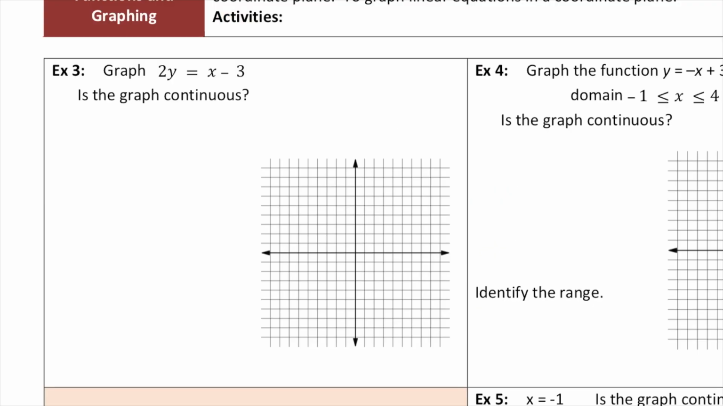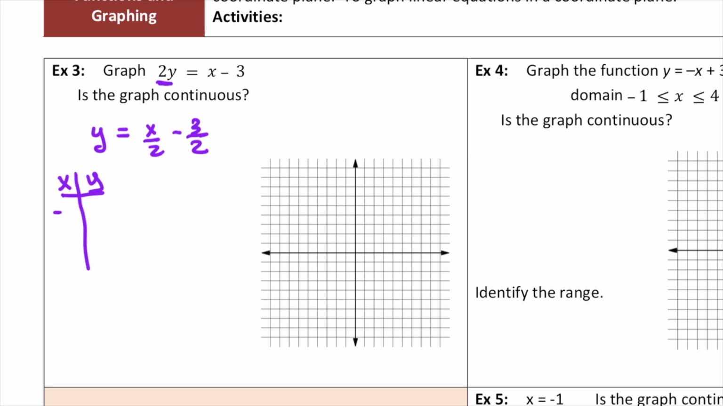So we'd like to graph example 3. Notice for this one, y has not been isolated. So let's divide both sides by 2. We get x over 2 minus 3 over 2. So now that we have our y value isolated, we should pick out some x and y's for this function. Notice both of these have a denominator of 2.